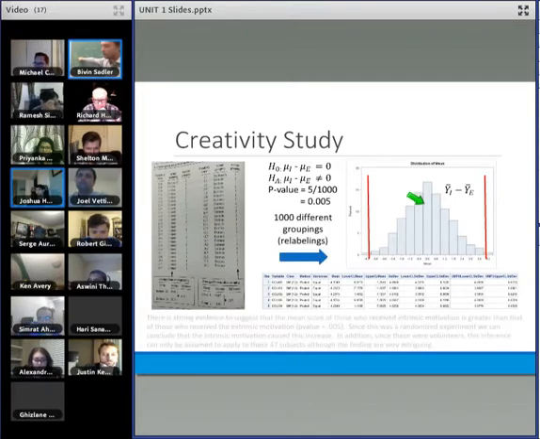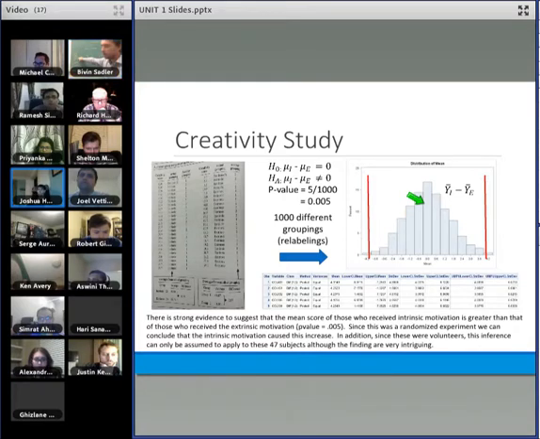So I'm going to end up with this conclusion. This is one we're going to get, and I'm going to end with this. You're going to get really good at writing these conclusions. You've done great today. Let's end it on this big bang here. There is strong evidence to suggest that the mean score, I'm not talking about individual scores here, of those who received intrinsic motivation is greater than those who received the extrinsic motivation. Since this was a randomized experiment, we can conclude that the intrinsic motivation caused this increase.